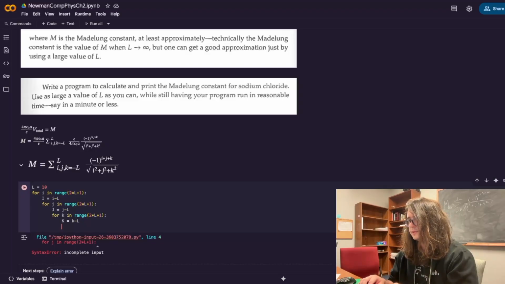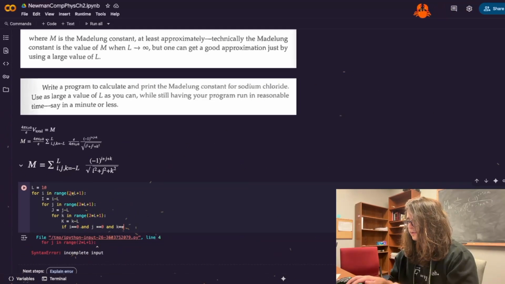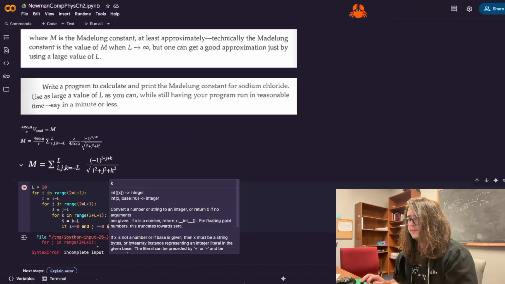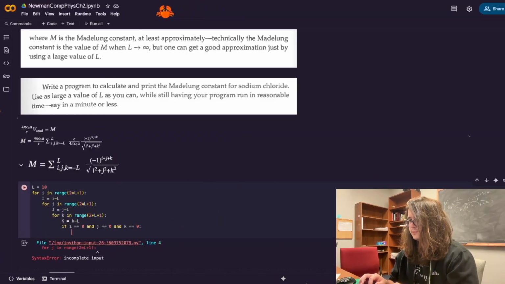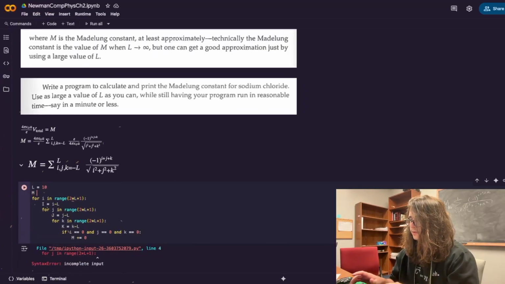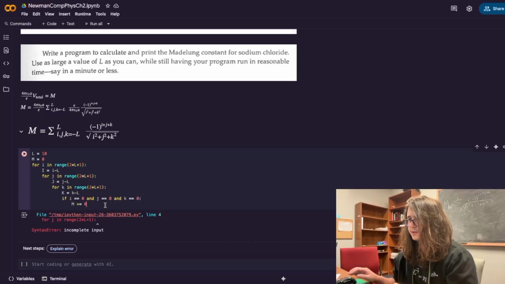Then we don't add anything if I equals J equals K equals 0, so we're going to have to create a couple of if statements. If I equals 0 and J equals 0 and K equals 0, it's not the prettiest Boolean I've ever written, but if those are the case, then you don't do anything. So I'm just going to write m plus equals 0, and I just realized that I should probably define the variable m. You start with 0, and then you add everything up. So if that's the case, then don't do anything.